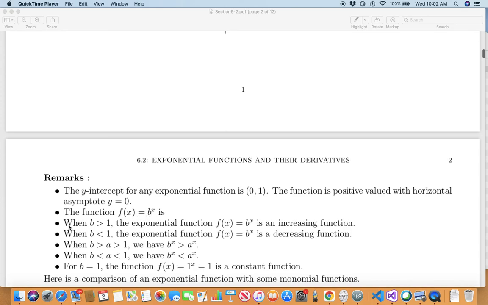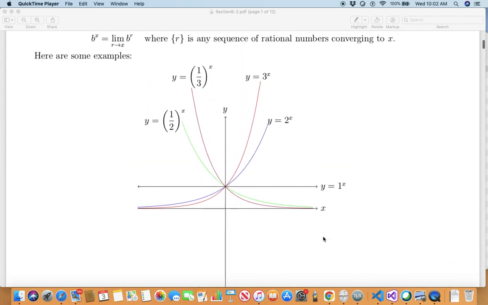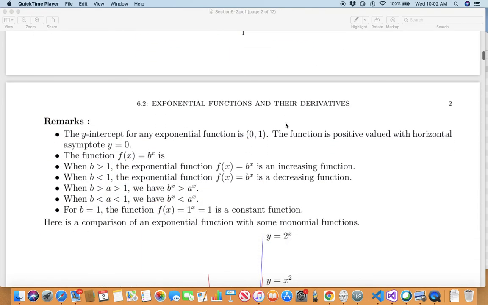Let's continue here. When b is greater than 1, the function is an increasing function. When b is less than 1, the function is a decreasing function. So: increasing, increasing, decreasing, decreasing. When the base is less than 1 but still positive, you are decreasing. When the base is greater than 1, you are increasing.